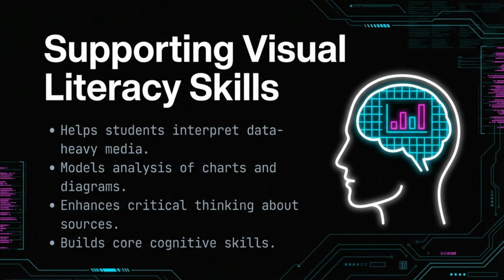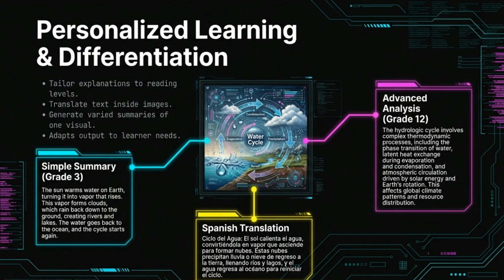Vision supports visual literacy skills by helping students interpret data-heavy media and modeling the analysis of charts and diagrams. This enhances critical thinking about sources and builds core cognitive skills. It enables personalized learning and differentiation by tailoring explanations to reading levels, translating text within images, and adapting output based on learner needs, such as generating simple summaries or advanced analyses.